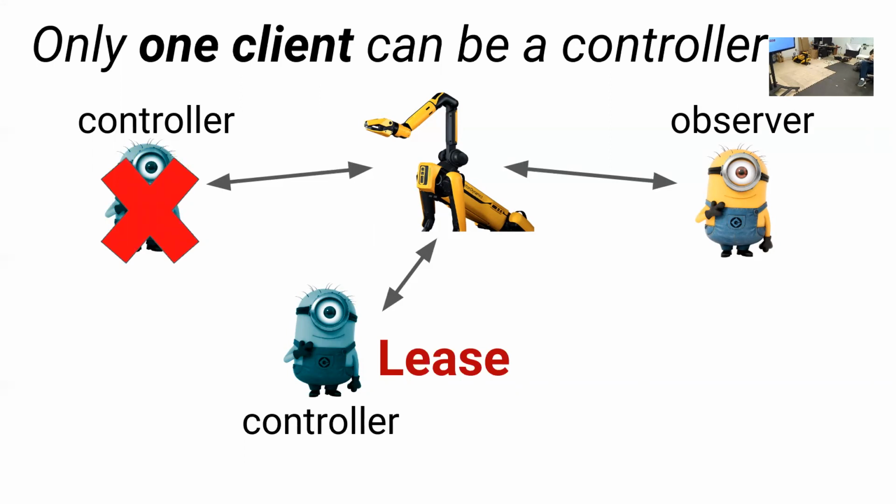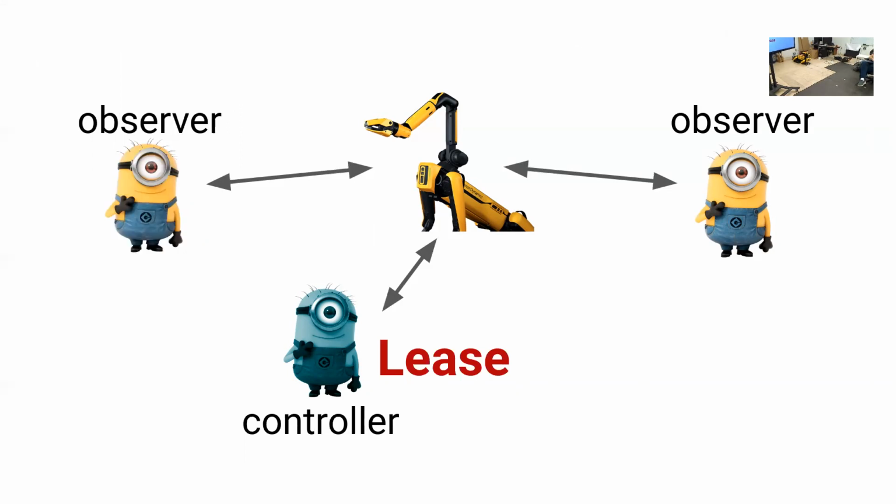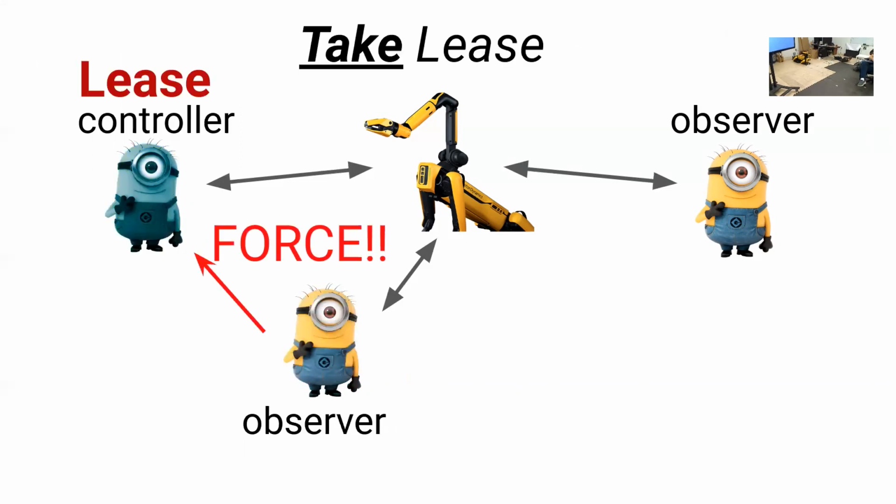But if another computer really wants to use Spot, it can actually take the lease. So there are two different words: one is acquire and the other is take. They are actually words in the API. If I really want to take over control from the tablet, I can take over the lease, and the other computer just becomes an observer.